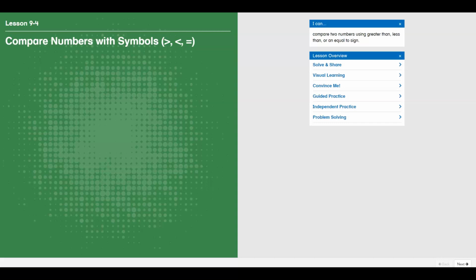For today's math lesson, we are going to be completing Topic 9, Lesson 4, Compare Numbers with Symbols. Our learning intention for today is: I can compare two numbers using greater than, less than, or an equal to sign. Let's get started.